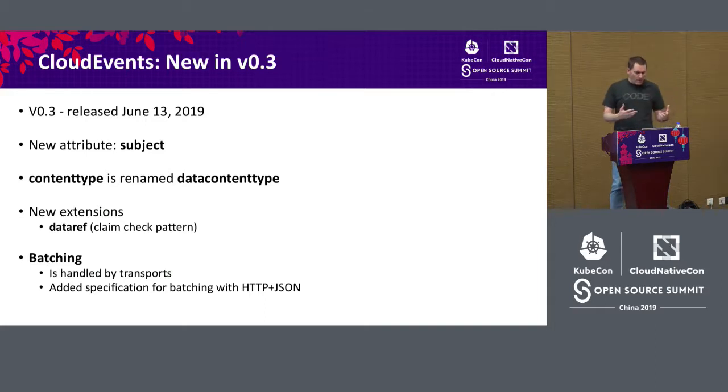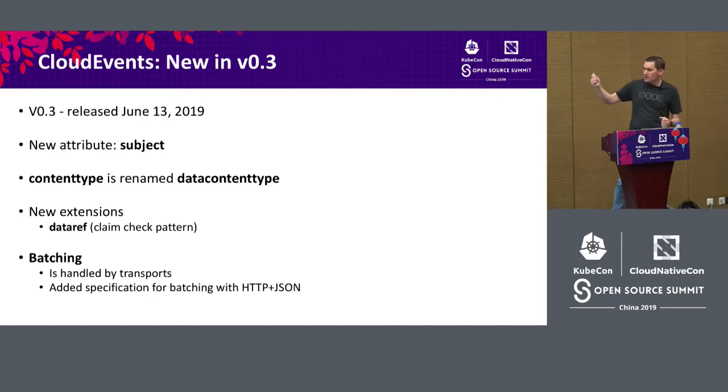So where are we as a project? I'm sorry, let me back up. First, let's talk about what's new in version 3. Version 3 was just released a week and a half ago or so, June 13th. For those of you who know CloudEvents and have been following it, the subject attribute is new. The source attribute describes who sent the event. The subject attribute describes the event, the thing the event is about, right?